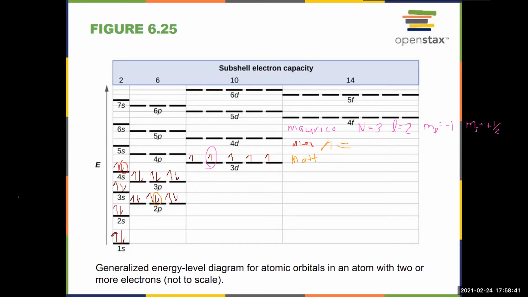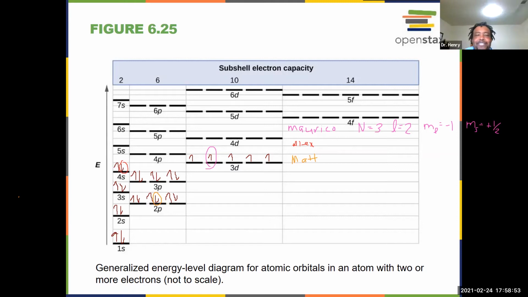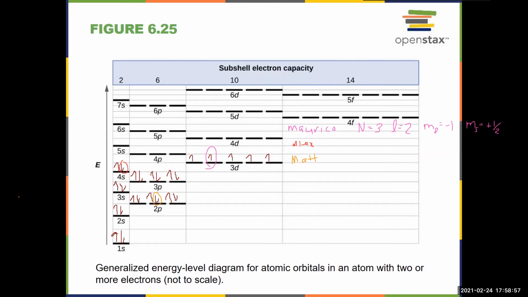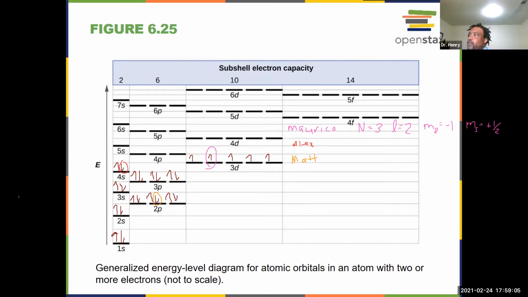Oh, Alexandria, when you go to annotate, there should be an option for text if that's easier for you to type it out on the screen rather than write it out. Oh, come on. You're messing with all my fun here. I mean, it's just the tutor in me coming out. And Matt, you're orange.